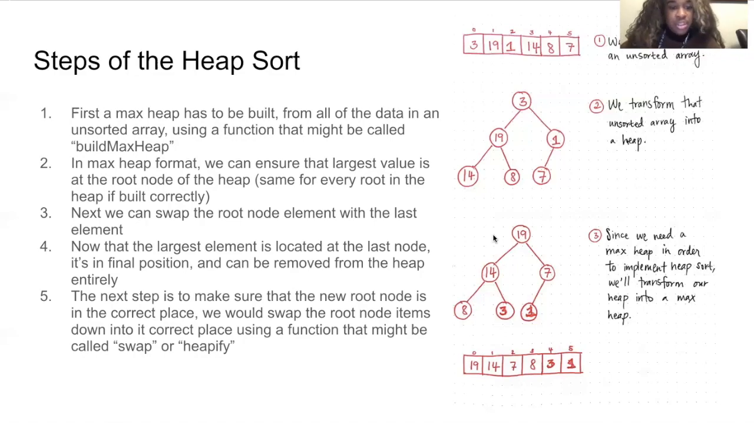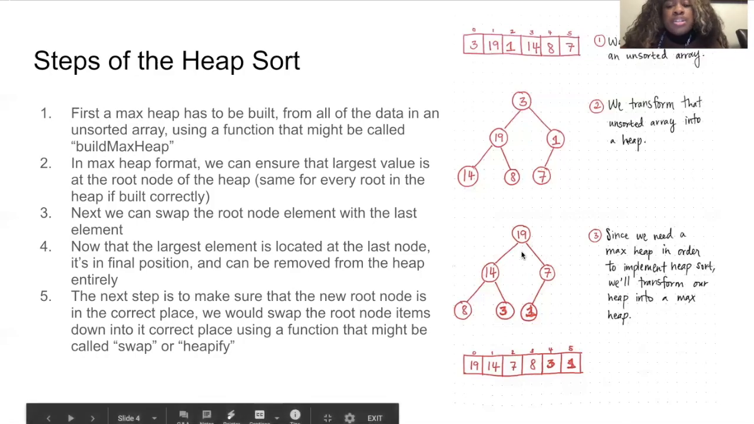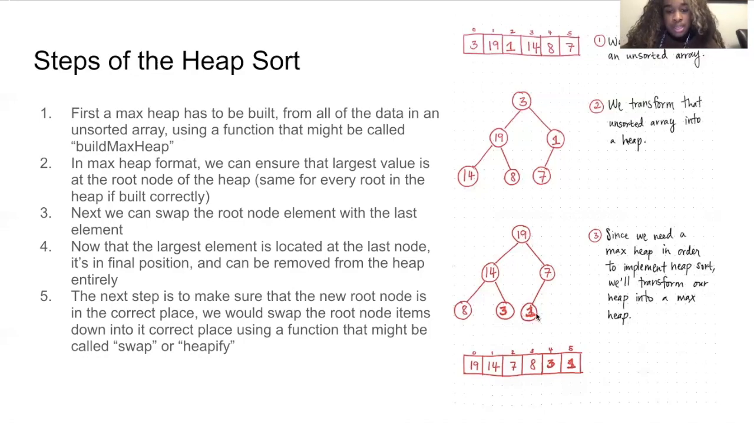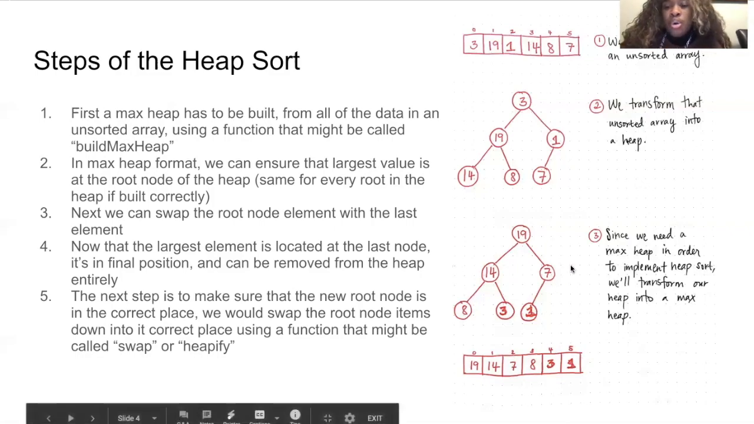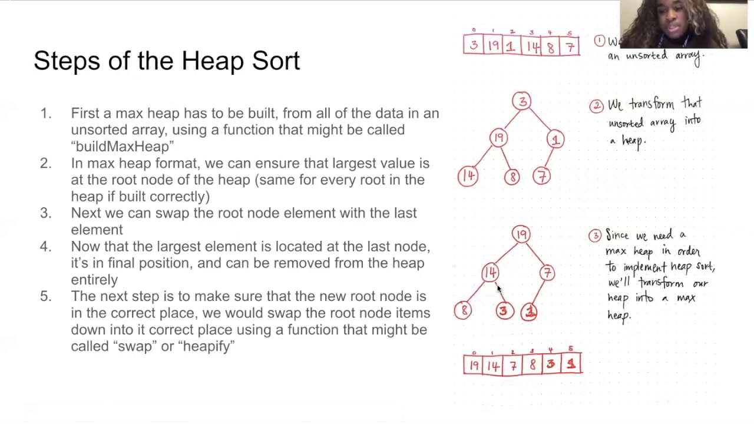Now that we've built this correctly, we can assume that the largest value is going to be the parent node. Because of that, we can switch the parent node with the last element in the heap data structure, in the max heap. And from there, we would remove the 19 because it's been placed in its final position, and then re-sort this heap, using maybe a sink method, to make sure that everything is in the correct place.